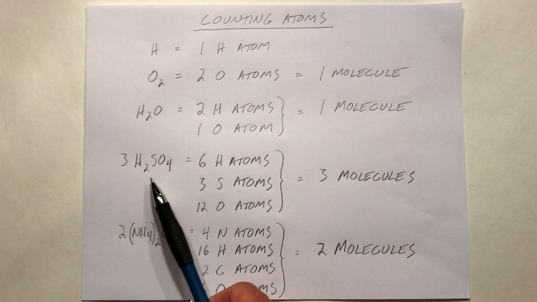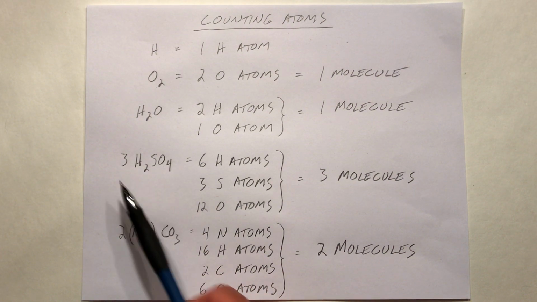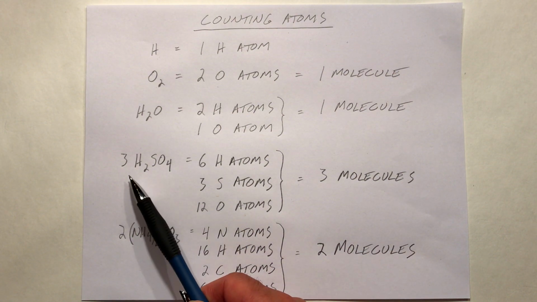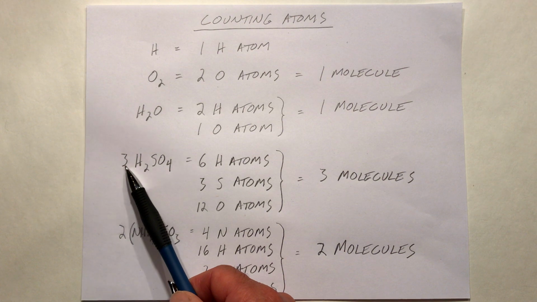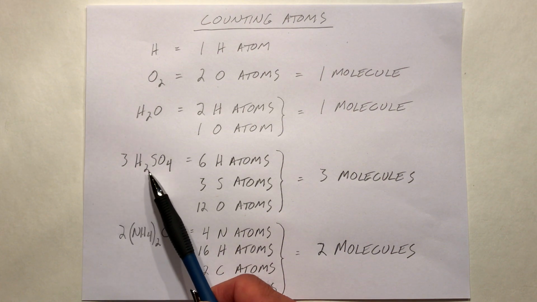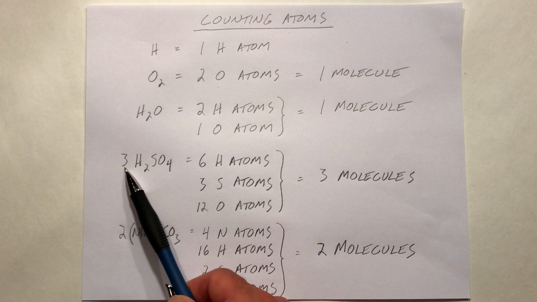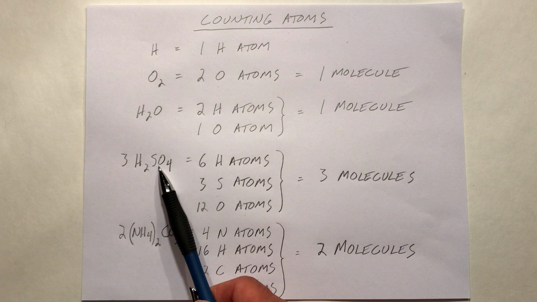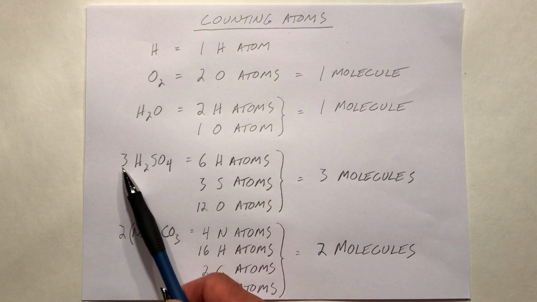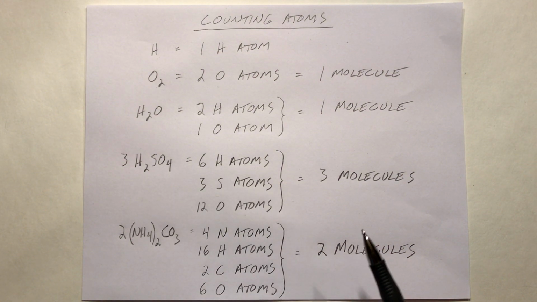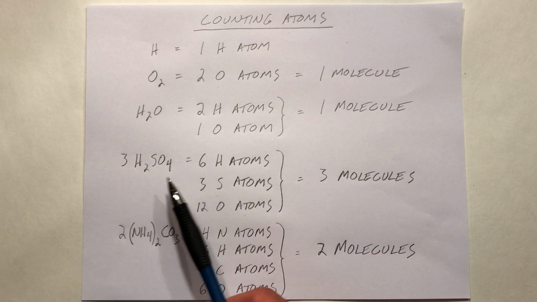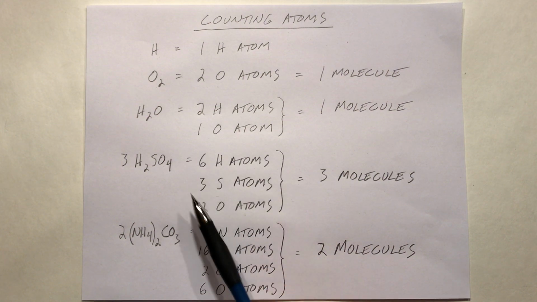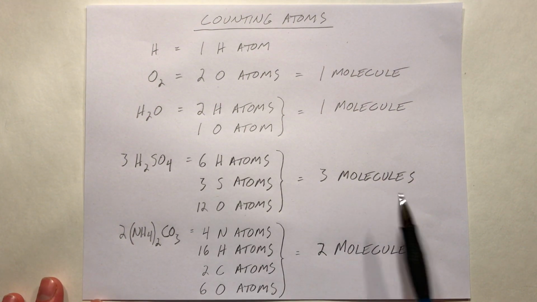Here we have a formula H2SO4 with a coefficient of 3. That means we have 3 molecules of H2SO4. And to count the individual atoms, we take the coefficient, the number in front, multiplied by the subscripts, the numbers on the bottom. So 3 times 2 is 6 hydrogen atoms. 3 times 1, there's an unwritten 1 by S there for sulfur. So 3 times 1 is 3 sulfur atoms. And then finally, 3 times 4 is 12 oxygen atoms. So there are a whole lot of atoms that combine to make up these 3 molecules.